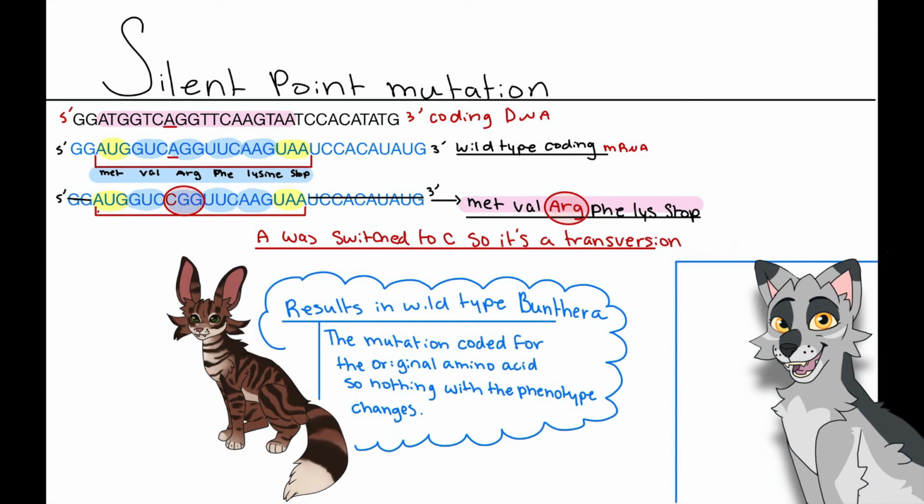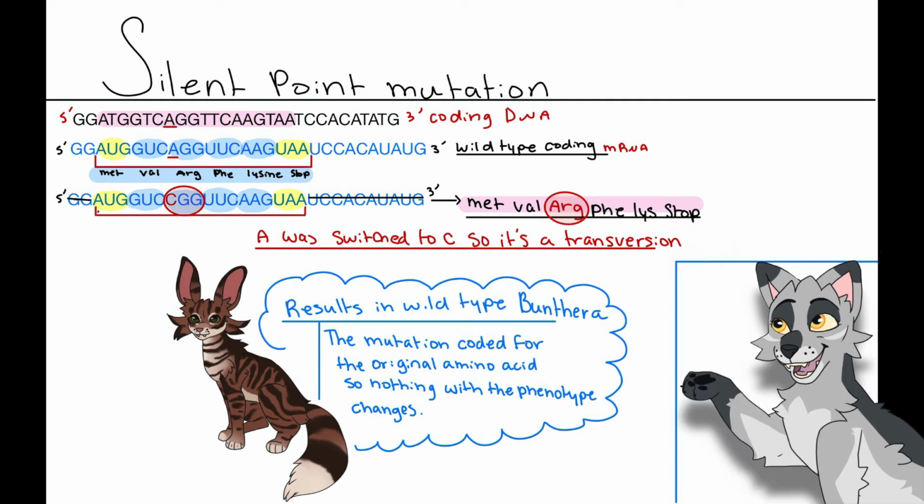The third are silent mutations. These are actually rather common and they don't cause change in the amino acid sequence. A base is still changed, however it codes for the wild type amino acid. In our sequence, an A is changed to a C, so we have another transversion. You can also see that the AGG and the CGG code for the same amino acid. So in our Bunthera, silent mutations in the protein result in a regular striped coat.